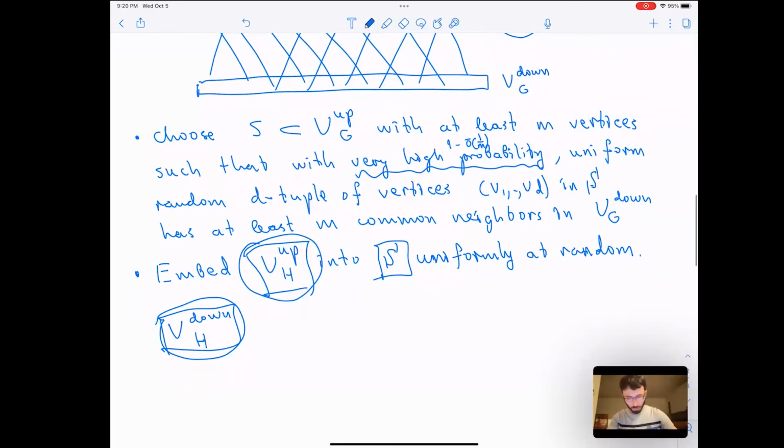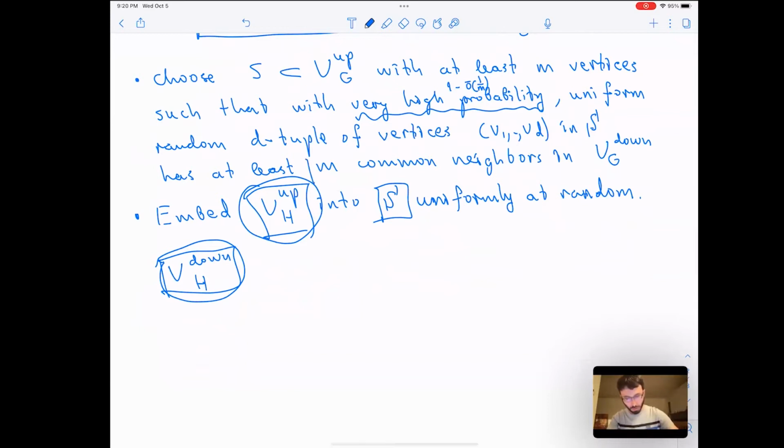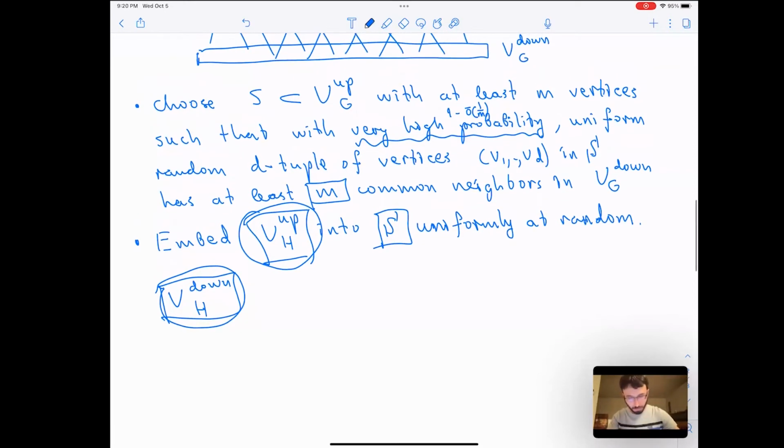So this will work just because the set of common neighbors for every D-tuple of interest for us is at least M. So we will never encounter a situation when the set of admissible vertices is exhausted. So this completes the embedding. I did not describe the way the set S is constructed. It is done using a first moment argument. Maybe I will discuss this a little bit in a few minutes.